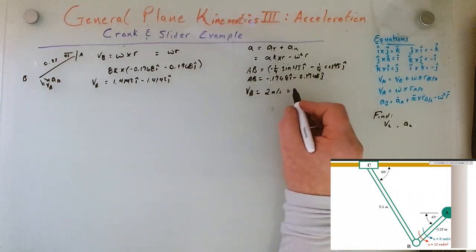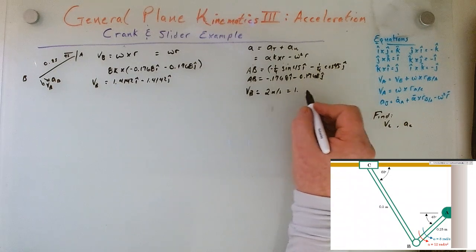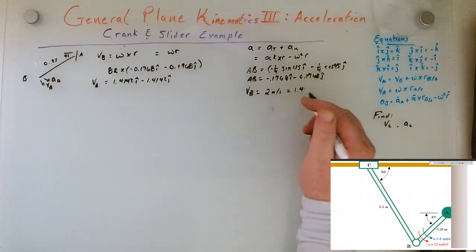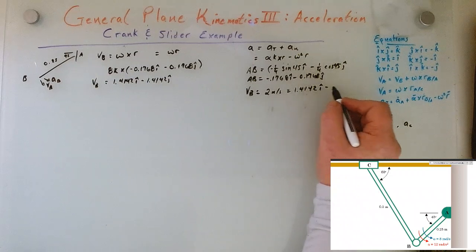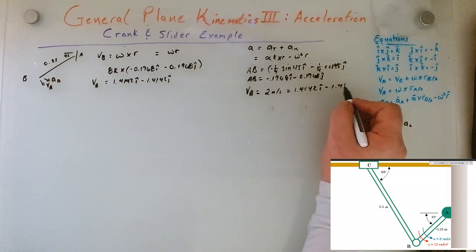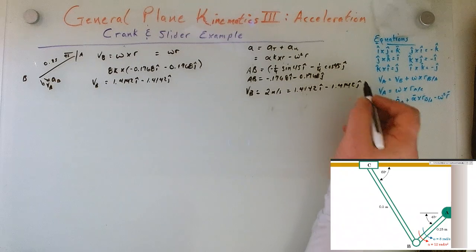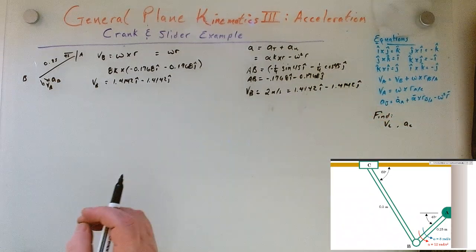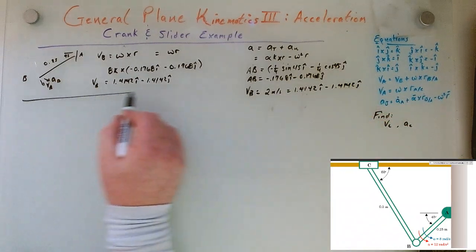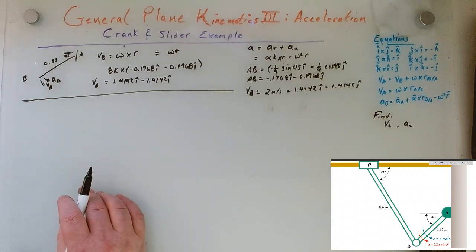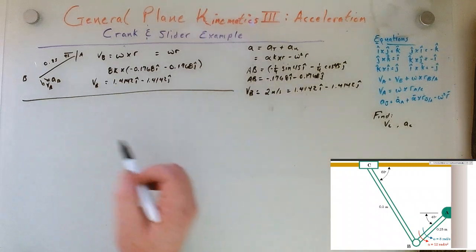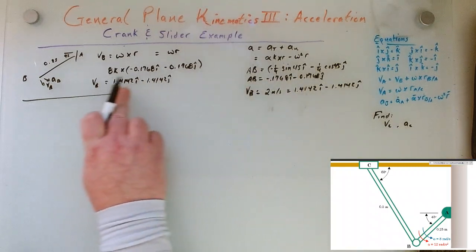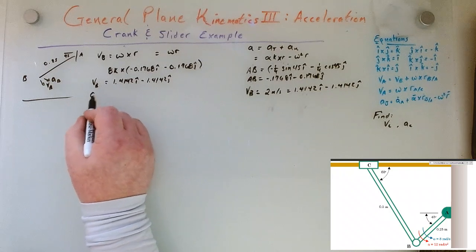I was going to put it over here, to be consistent: 1.4142 i minus 1.4142 j. Awesome. So now, do we have enough to get to that? We have omega. Yes, we do. So let's go ahead and calculate a sub b while we're here.